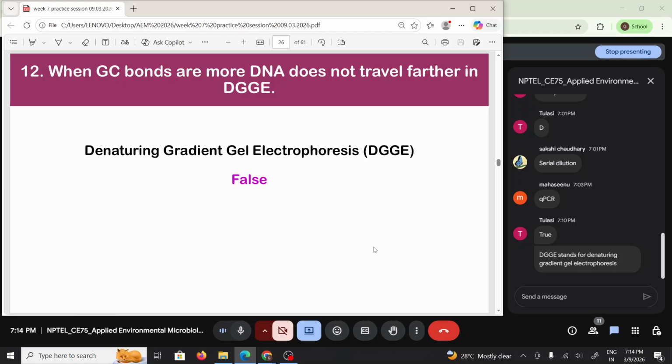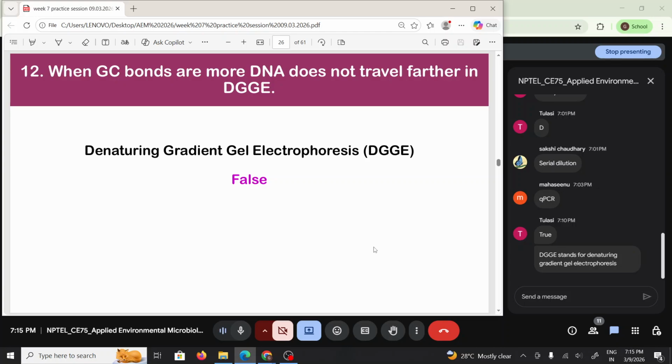Okay, so what happens here when we have a GC rich sequence? When there is a GC rich sequence, we know that the GC bond is a triple bond, whereas the AT bond is a double bond. So this triple bond is very difficult to break. When two DNA sequences are of similar length, let's say, but one has a higher GC content and the other doesn't have that much GC bonds, breaking of the DNA which has a high number of GC bonds is very difficult. So it travels farther.